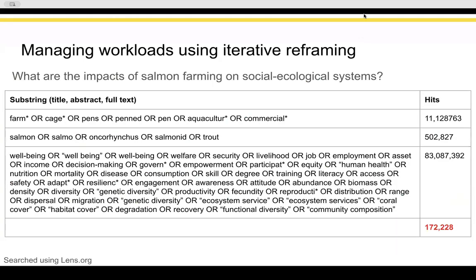To show this in practice, what that might look like, if we had a review asking what the impacts of salmon farming are on social ecological systems, we might have different components of our question with the exposure, which is this first line, the species, which is the population, or actually part of the intervention. So it also shows that what you make into the population or intervention is not a precise science. And then measures of social ecological systems, which gives us a very large combined set of search results, and we might deem that that's far too broad.